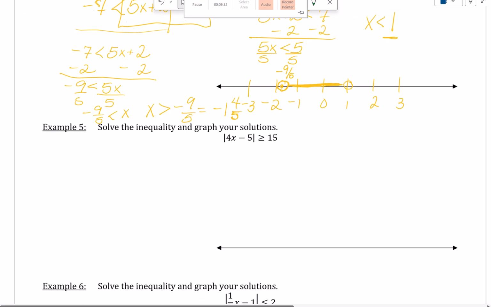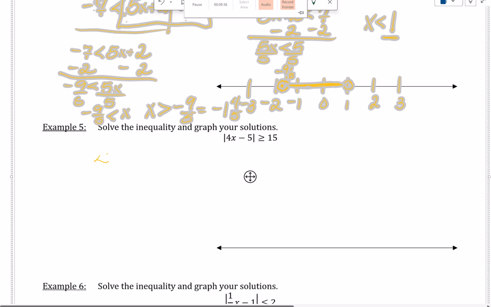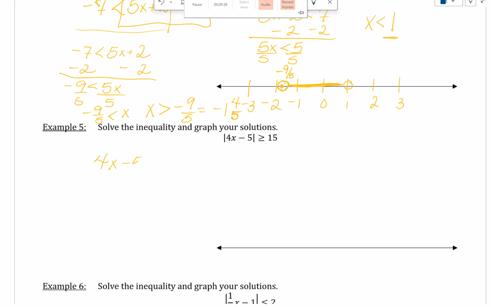All right, let's look at one with our other situation. This one is greater than, so we would have the two situations. Absolute value is already by itself, so I don't have to move anything. So we have 4x minus 5 is greater than or equal to 15, or 4x minus 5 is less than or equal to negative 15. It's like I multiplied that by a negative, so that flipped my inequality.